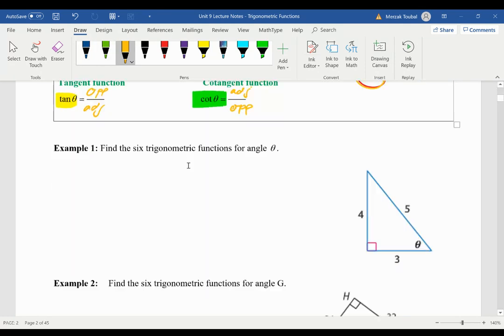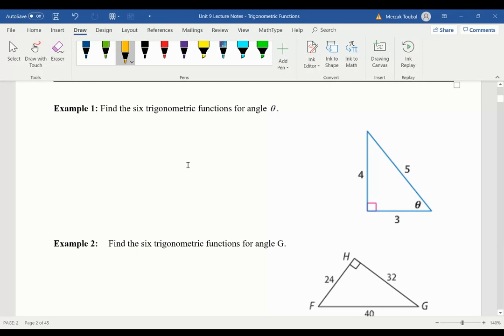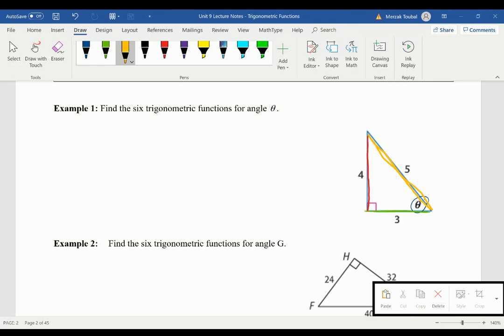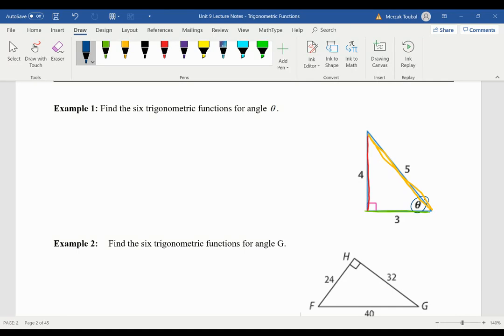Let's move on to example 1, first example. Example 1 says find the 6 trig functions of angle theta. This is our angle theta. This side would be the opposite, and this side will be the adjacent, and this side will be the hypotenuse. And as you know, the hypotenuse is always opposite to the 90 degree angle.